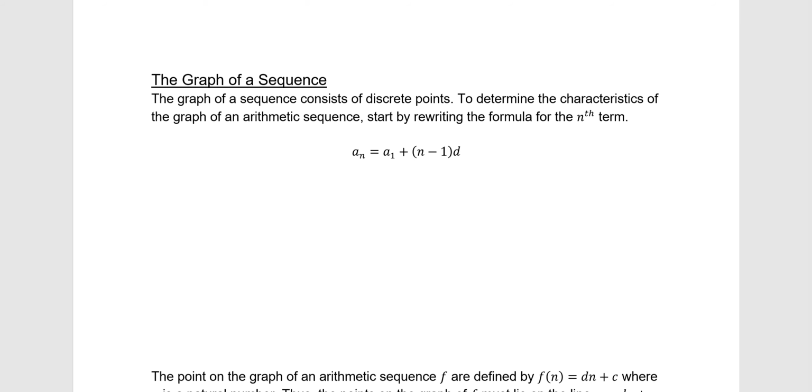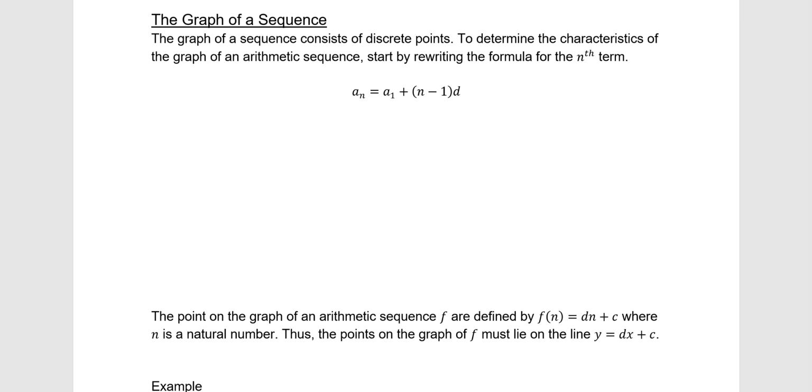And for the next thing here, let's go over the graph of a sequence. Like we mentioned in the previous section, the graph of the sequence consists of just discrete points. To determine the characteristics of the graph of an arithmetic sequence, we can start by rewriting and adjusting the formula for the nth term, which is what we've been using: a sub n equals a sub 1 plus n minus 1 times d.